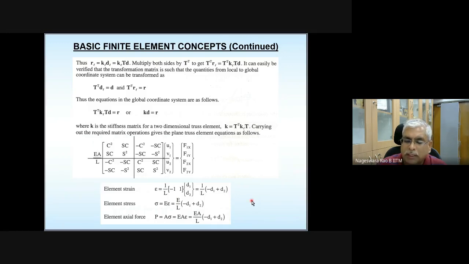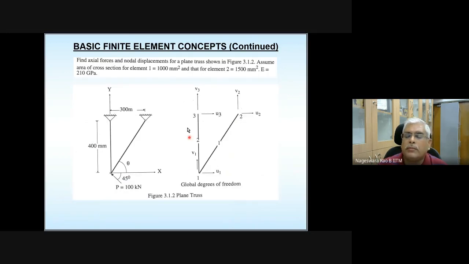Okay, any questions? So once we have this, given any problem, you decide the node numbers and assemble the element equations for each element. But you need to be very careful about which node you call local node 1 and which node you call local node 2 for each element, because that is going to have an effect on your angle.